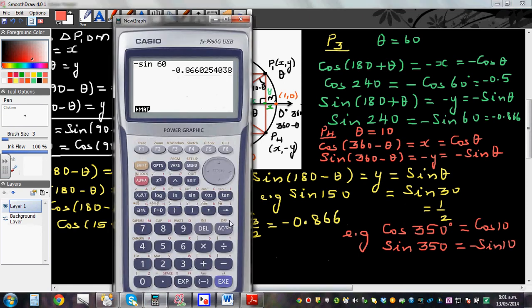Okay, so let's show that. Cos 350 is 0.9848, and cos 10 is also 0.9848. Okay, and sine 350 is minus 0.1736, and minus sine 10 is the same number. Let me again do sine 350, would be the same number.